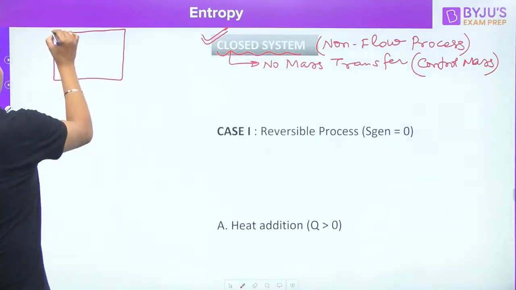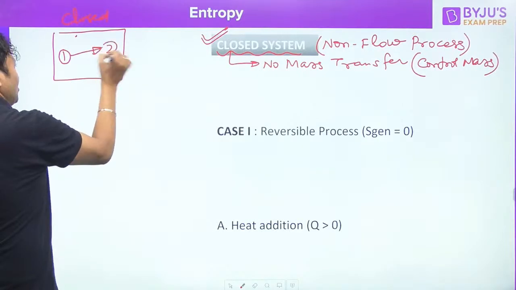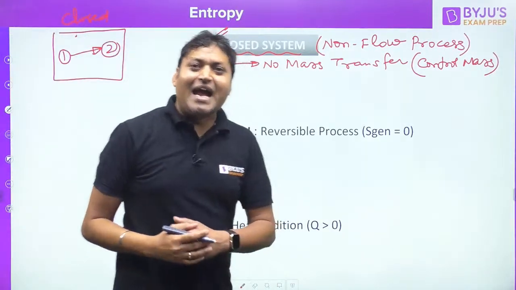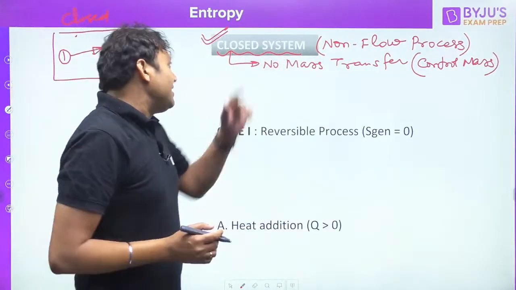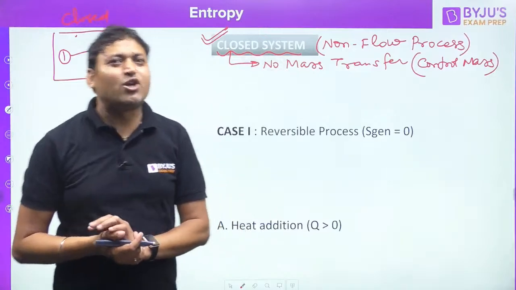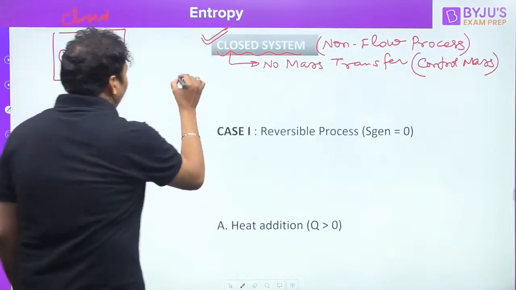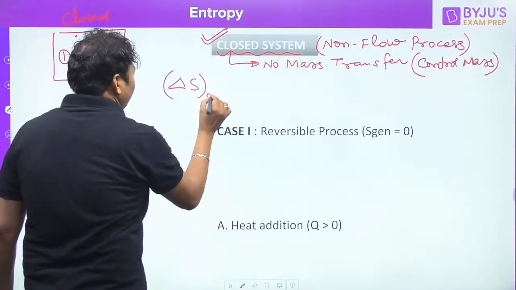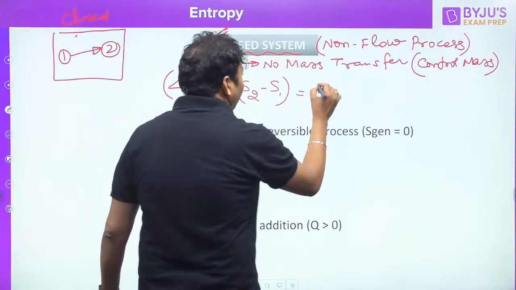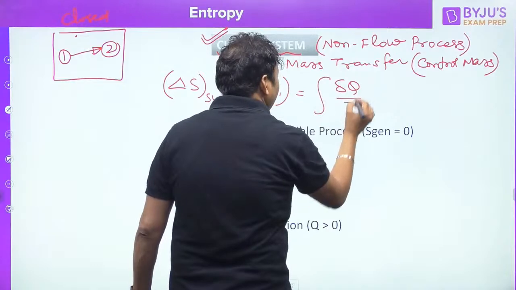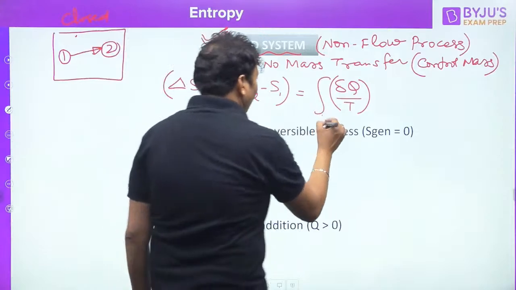For a closed system undergoing a process from 1 to 2, there is no mass transfer. So the entropy transfer will only be taking place along with the heat transfer. There is a work transfer also in a closed system, but the entropy transfer does not take place along with the work transfer, isn't it? So if I ask you what is the change in entropy for the system, that is final state minus initial state, can we write integration of del Q by T? That is the entropy transfer taking place with the heat transfer between 1 to 2.